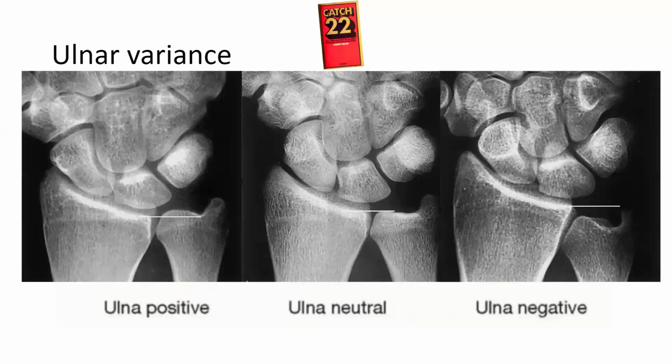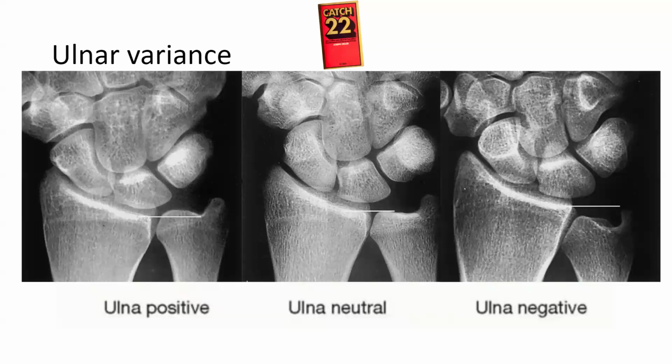Now, when we talk about ulnar variance, what we're talking about is the relative height between the radius and the ulnar. So when you take this AP shot, you can see that on the middle image, the radius and the ulnar are exactly level, and that's what we call ulnar neutral. So the variance is 0. That's neutral. Negative means that the ulnar is slightly shorter. Positive means that it's slightly longer.